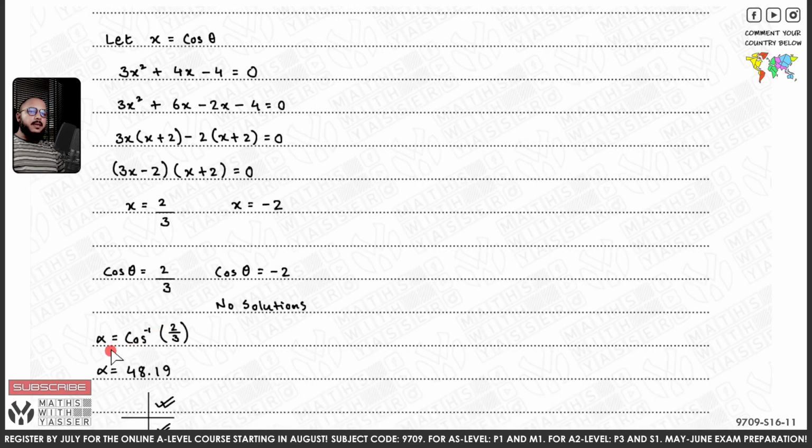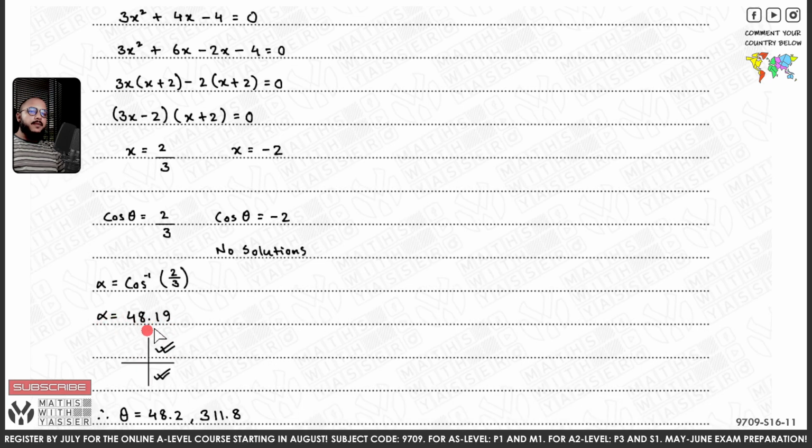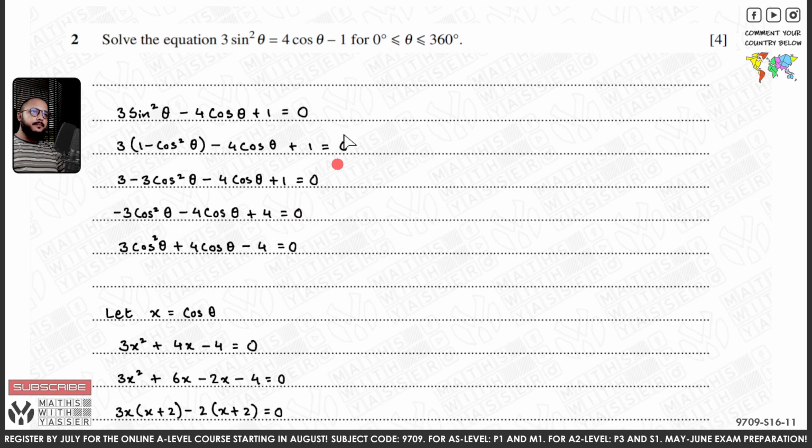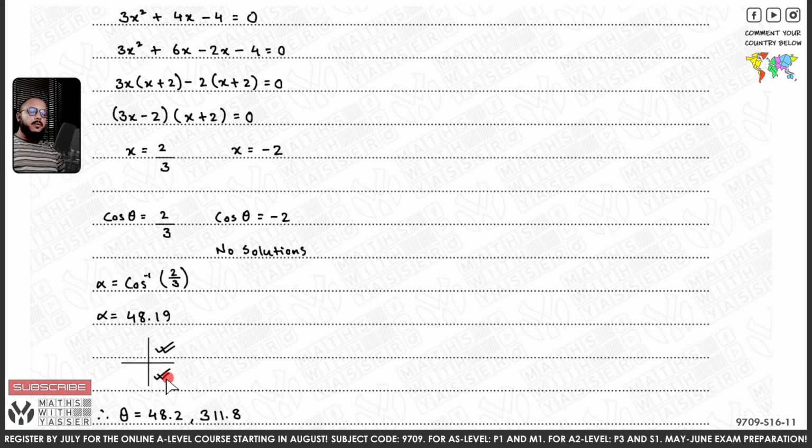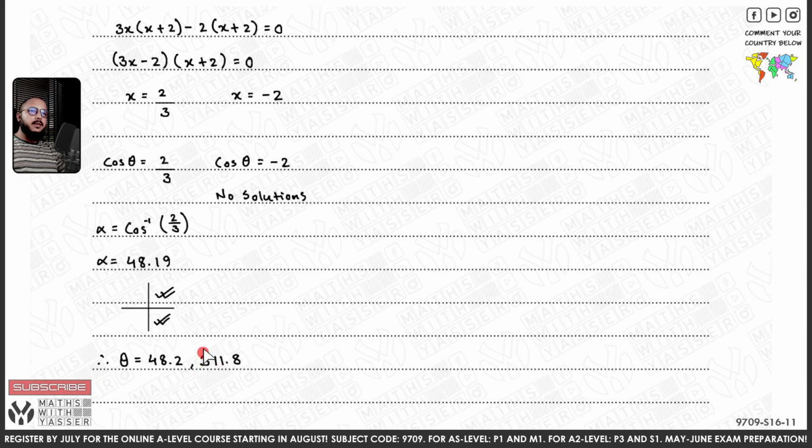Now let's find the basic angle. Alpha = cos⁻¹(2/3), and we get alpha = 48.19. We know that positive cos lies in the first and fourth quadrants. Also the limit that we are provided with is θ between 0 and 360, so we can take both of these quadrants. The first angle, the basic angle, will be the actual angle, which is 48.2, and the other one will be 360 − 48.19, which is 311.8.